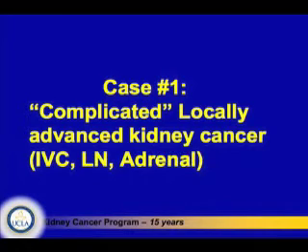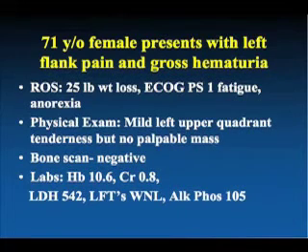So we'll move to case number one. This is what we consider a complicated locally advanced kidney cancer, a tumor that has an IVC involvement, has regional lymph nodes, and adrenal involvement. This is a 71-year-old woman. She presents with left flank pain and gross hematuria. A review of systems shows she's had some weight loss. She's had a decline in her performance status with fatigue and anorexia.